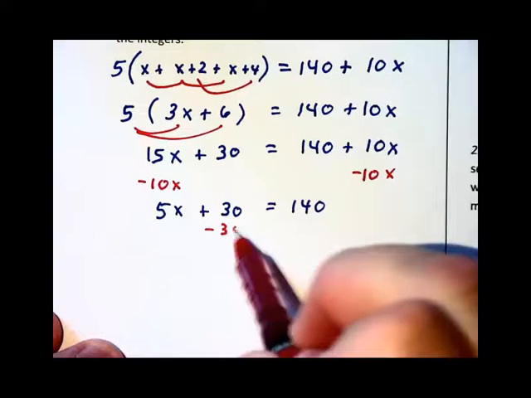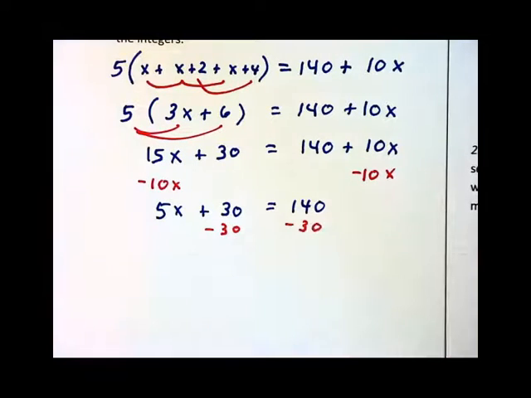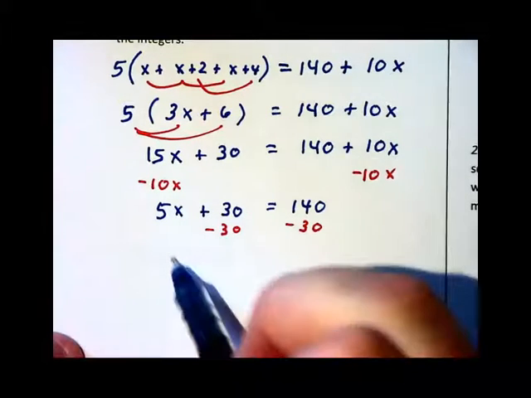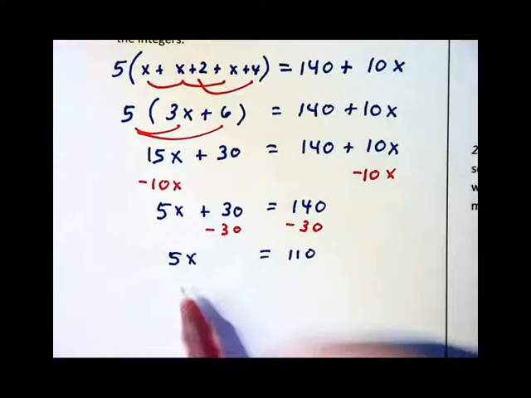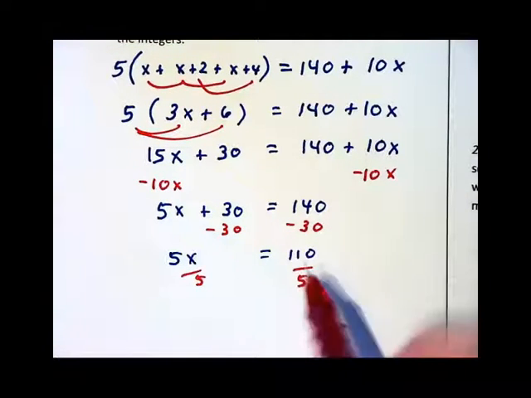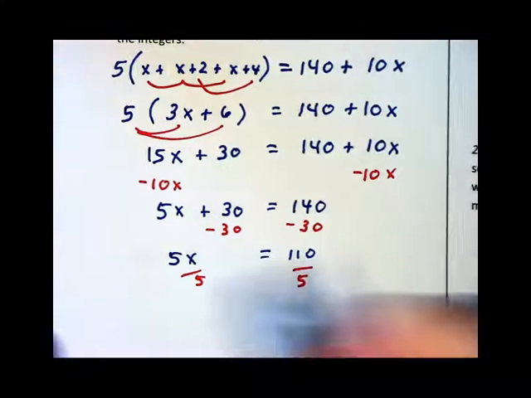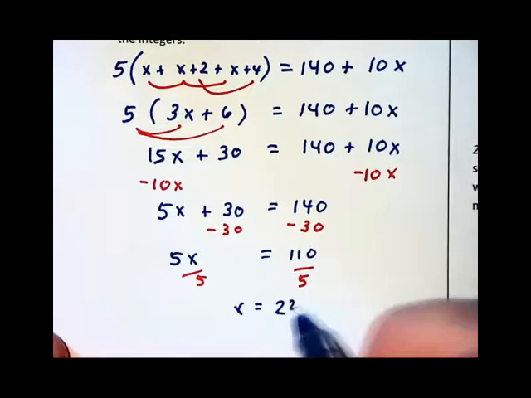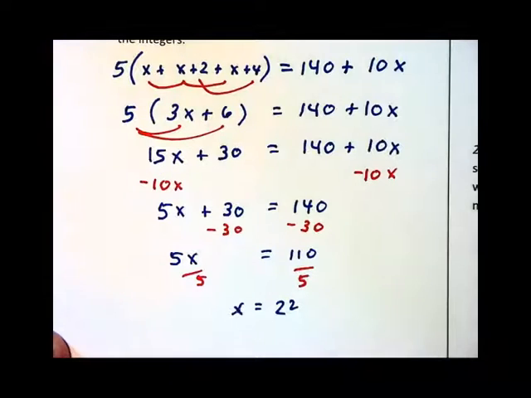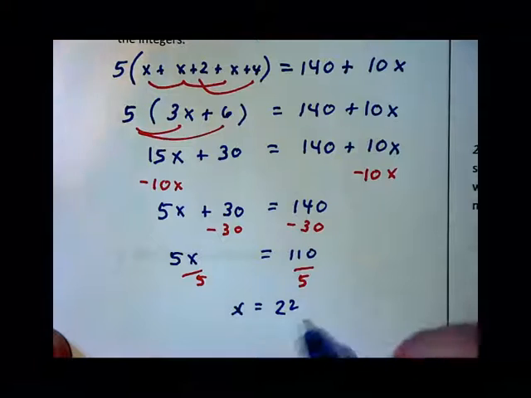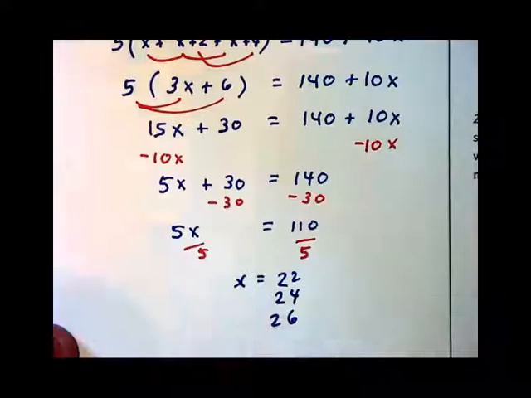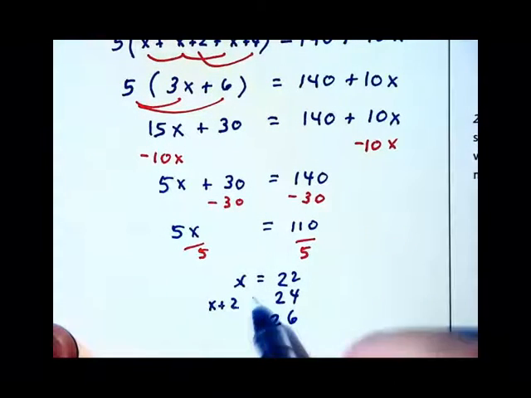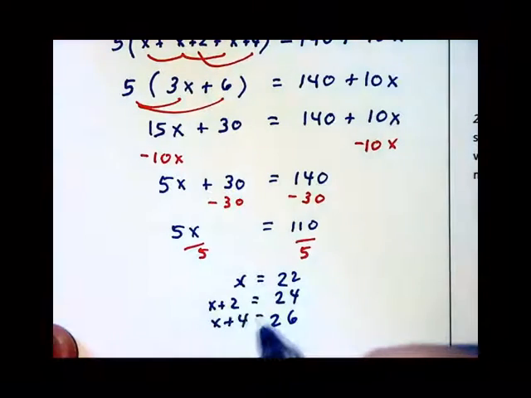Subtracting 30 on each side now gives me 5x equals 110. And dividing by 5 on each side of the equation, I now have x equals 22. I'm looking for 3 consecutive even integers, and so those numbers will be 22, 24, and 26. And if you want to write x plus 2 equals and x plus 4 equals, go for it.